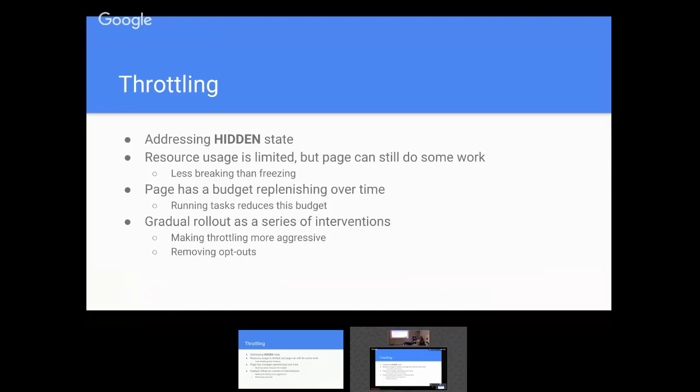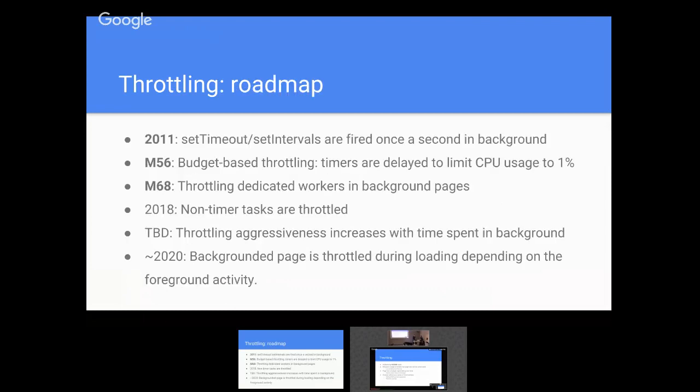The implementation specific part is that each page has a budget. Budget replenishes over time. You can't run any new task when the budget is negative, and running tasks reduces your budget. And once again, it will be a gradual rollout as a series of interventions.